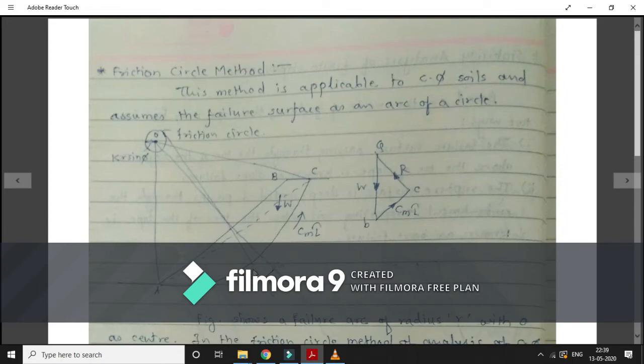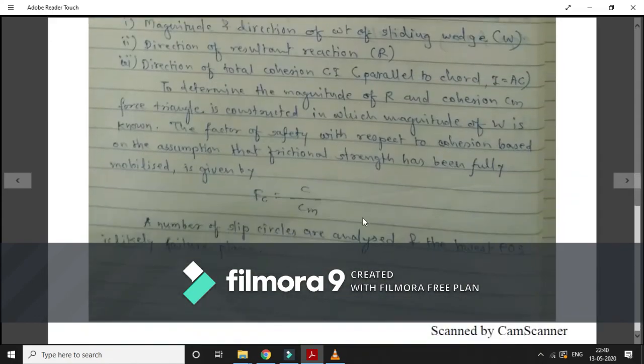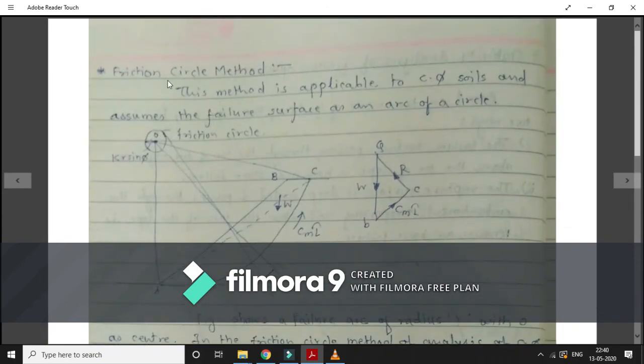So this you can see. This Cm into Lr and R are perpendicular to each other and W is vertical. So this will create a right angle triangle here. And using this you can calculate the resultant R, Cm, etc. So this is the friction circle method.